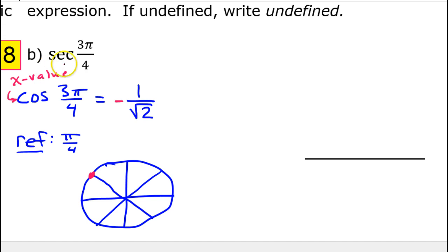But don't forget, we really want the secant. So if we want the secant, we are going to need to do the reciprocal of this, which will be really easy because we chose the form 1 over radical 2. So the reciprocal of that would be negative radical 2 over 1, which of course is simply negative radical 2. So that's the final answer for number 6, part B.